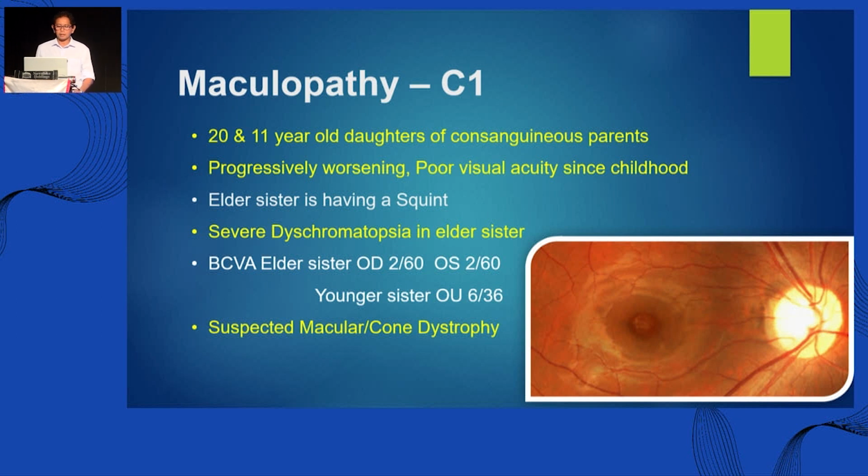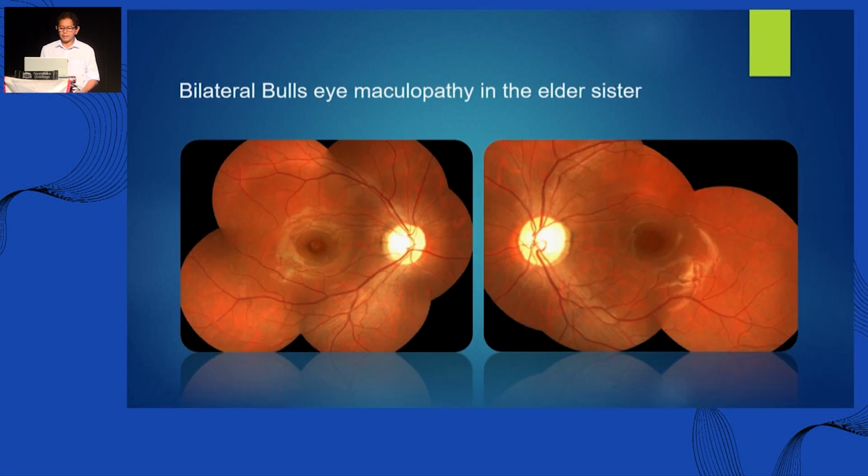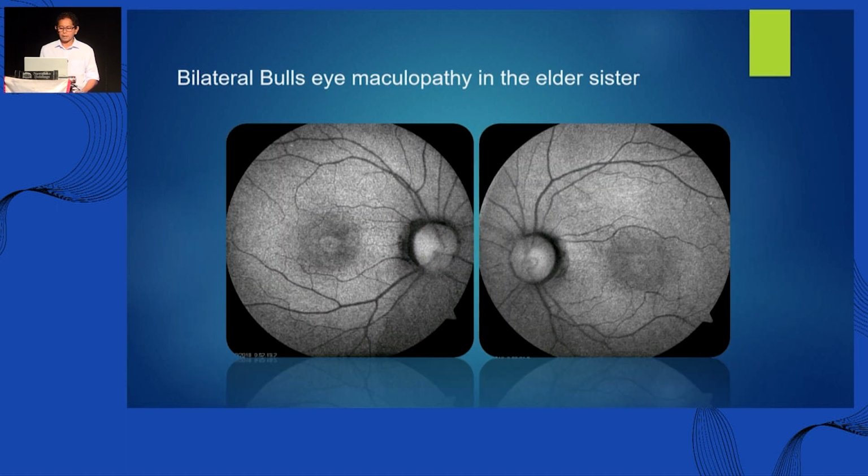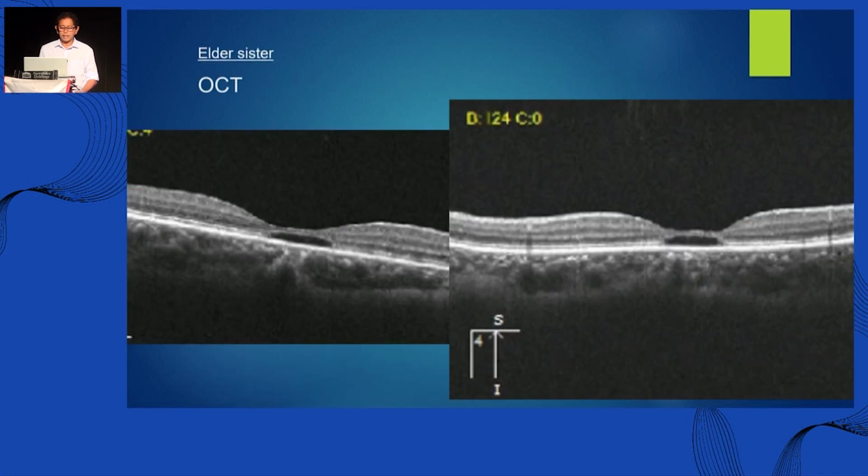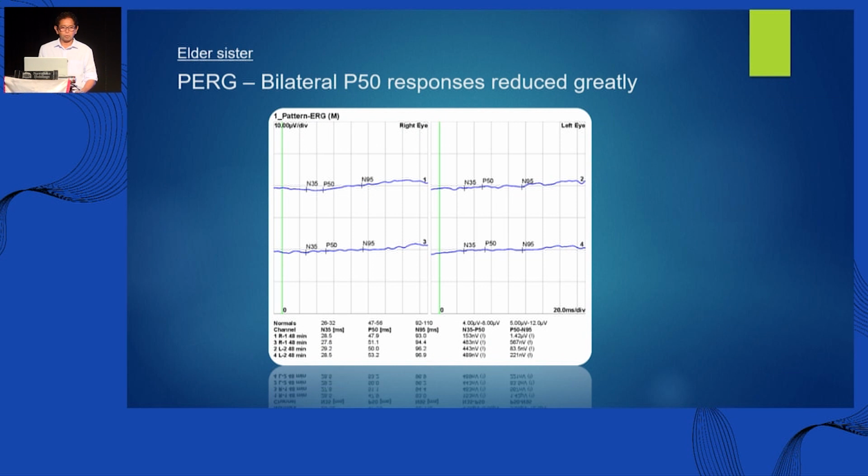So this patient, two patients actually, 20 and 11-year-old, came with poor vision, severe color vision defect, and bilateral bullseye maculopathy in the elder sister. You could see that better on autofluorescence. And in the OCT, you can see optically empty areas. This is due to loss of ellipsoid layer inner segment. This is again typical of cone dystrophy, and PERG was abnormal.